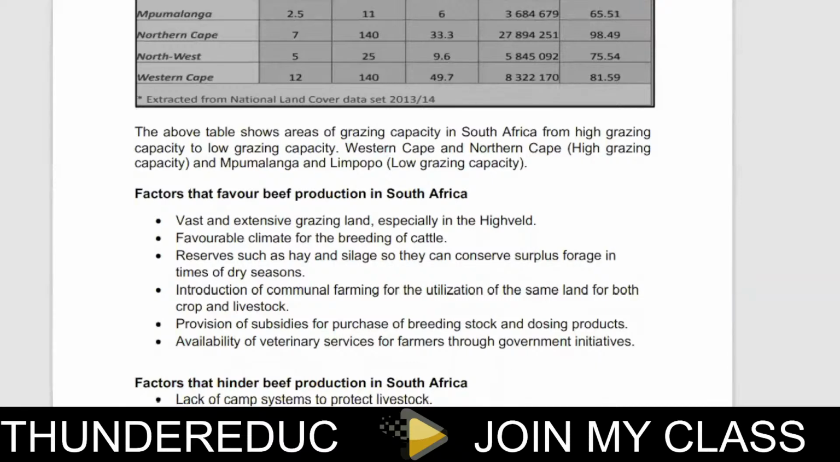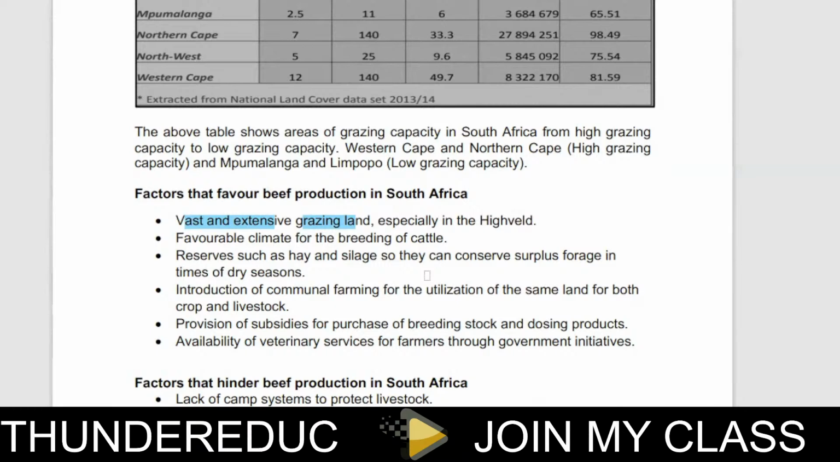looking at all those aspects, we need to know, why is beef production greatly improving, or how can it greatly improve, or what factors are behind the development or the production of beef? First of all, we are saying that we have a vast and extensive grazing land. It's a lot. I want you to look at the areas of Western Cape and Northern Cape. They have less, but I want you to look at the areas of KZN, Free State.